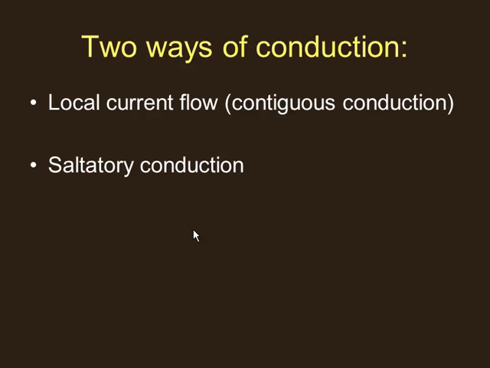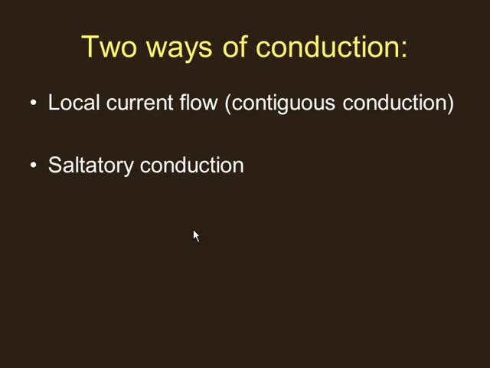Local current flow, they call contiguous or continuous flow, is very slow. It's like walking across the room, one foot in front of the other, but connected. So you put your foot down toe to heel, toe to heel, toe to heel. It sends a signal, one after another, all the way down the axon.